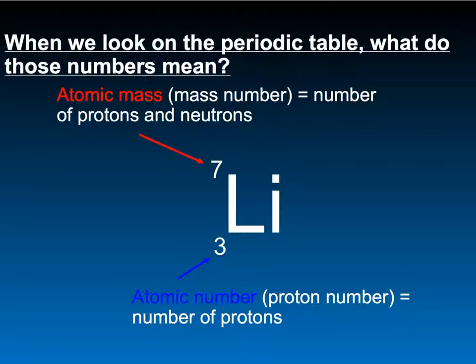If you want to know the number of neutrons in an atom, then what you have to do is take the atomic mass number, take away the proton number, and what is left over will be your number of neutrons. In this case, we're doing 7 minus 3, which gives us 4 neutrons.